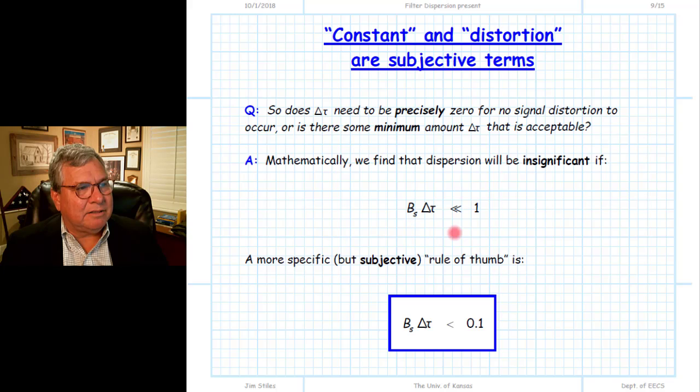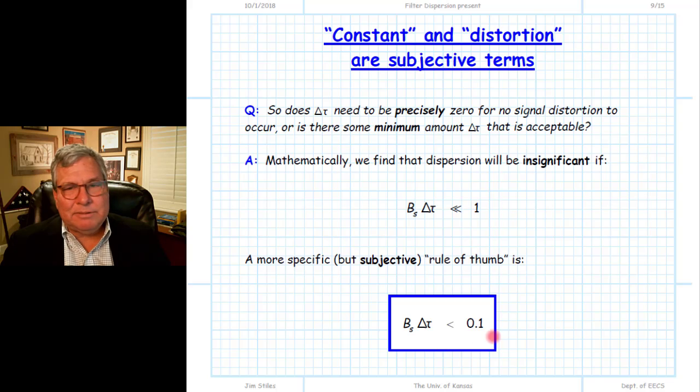And of course, this is the kind of thing that students hate when you say it's much, much less than 1, because they want to know exactly how much less than 1. All right, I'll give a rule of thumb and say the product of this needs to be less than 0.1. But again, this is completely subjective. It's not like if this value were 0.099 it would be fine, and if it were 0.11 it would be terrible. There's not an instantaneous transition.